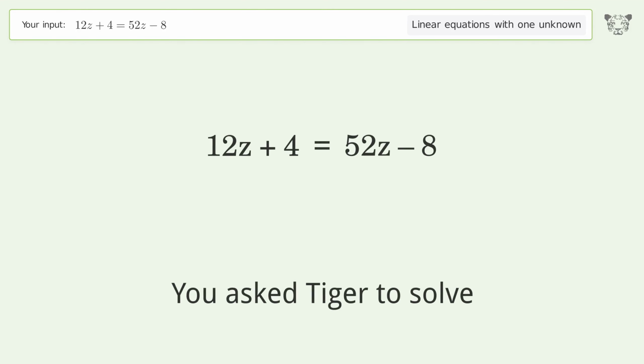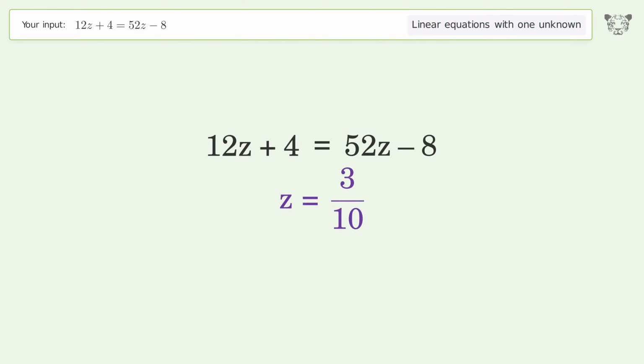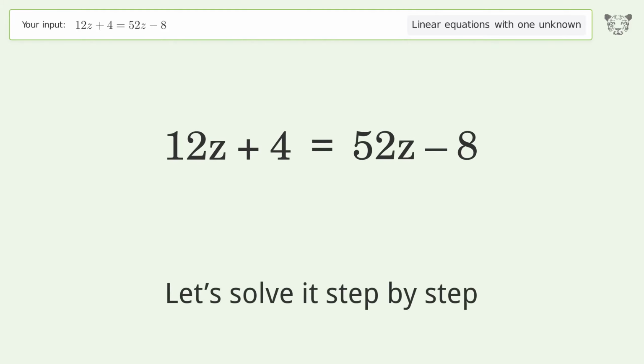You ask Tiger to solve. This deals with linear equations with one unknown. The final result is z equals 3/10. Let's solve it step by step.